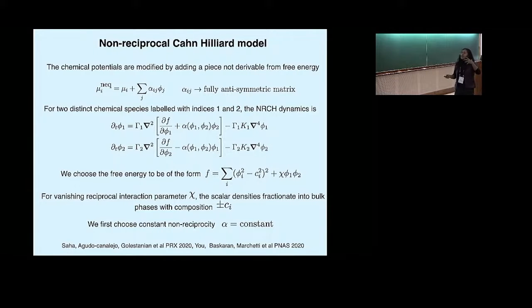The general dynamical behavior of the set of equations is independent of the free energy that we choose, but we choose it here to be of a rather simple polynomial form, where each of these species can phase separate, even when you turn off interactions, into bulk phases with compositions C1 and minus C1, or C2 and minus C2. And we also introduce a coefficient of reciprocal interaction, which is given by this parameter chi.